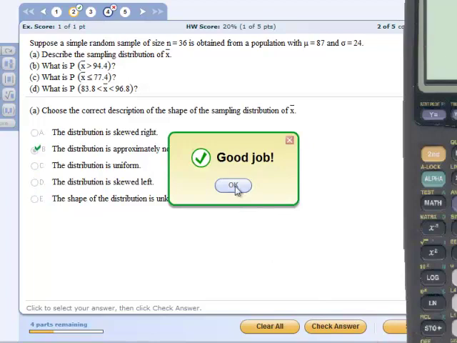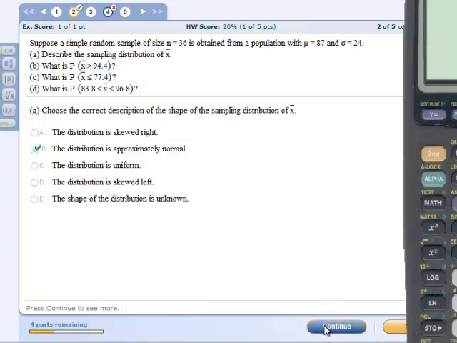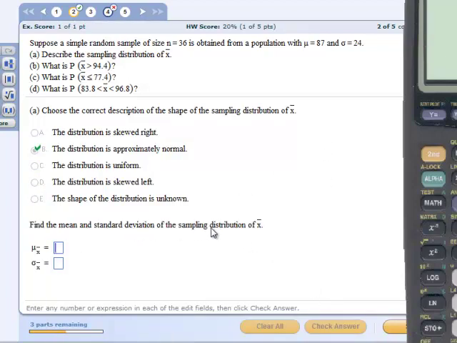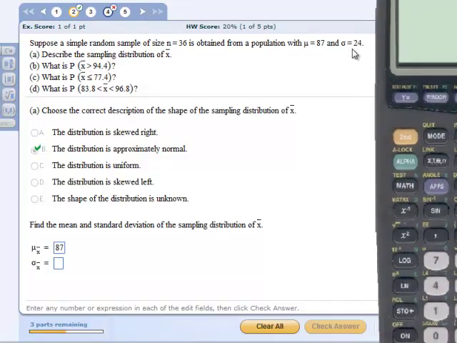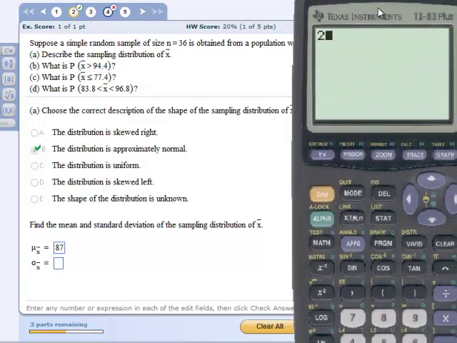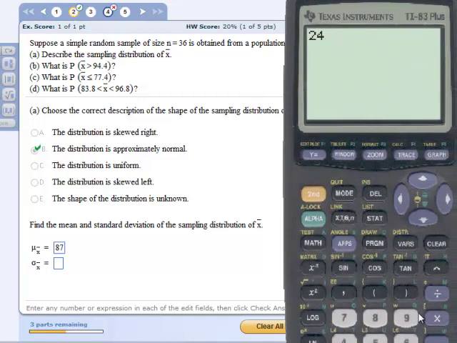Check answer. That's correct. We'll continue to part B. Find the mean and standard deviation of x bar. So the mean is just 87. It is the sample mean. But the standard deviation, right, we have to take sigma divided by root n. So in this case, it's going to be, I'm not sure if you can see that, 24 divided by the square root of n, which in this case is 36.